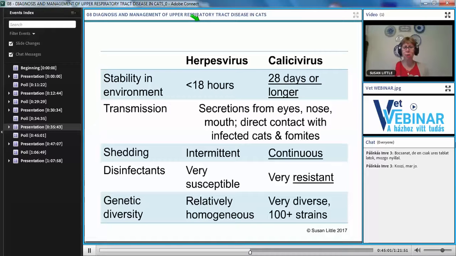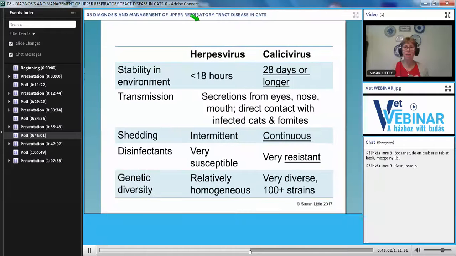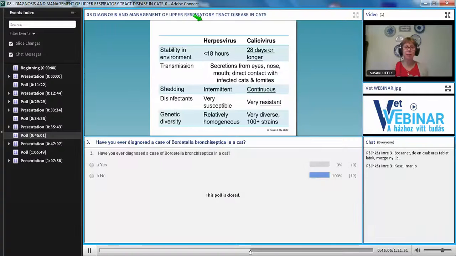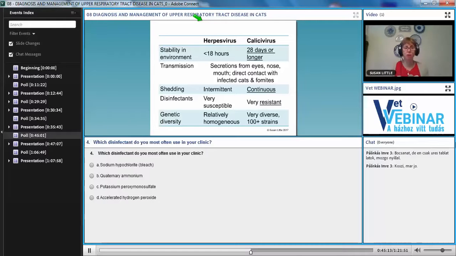So I'm going to talk a little bit more about the disinfectant part of this, but before we do that, I'm going to send another poll in, and I'm going to ask you which disinfectant you most often use in your clinic. So you might use more than one, but just pick the one you use most often, let's say. So it might be sodium hypochlorite, which is bleach. It could be one of the quaternary ammoniums. There's a variety of those on the market under different brand names.